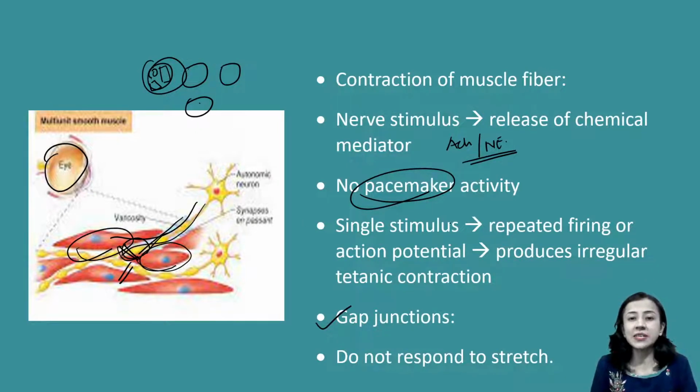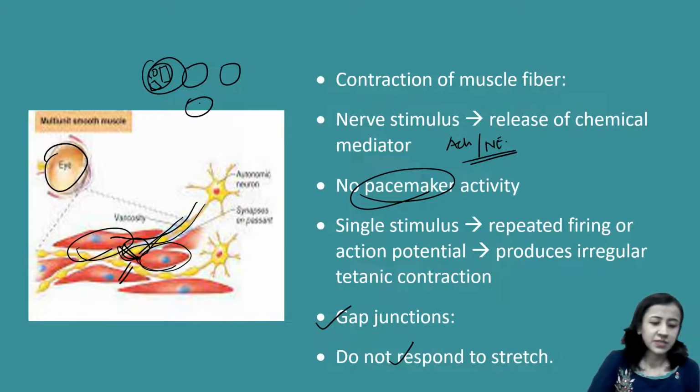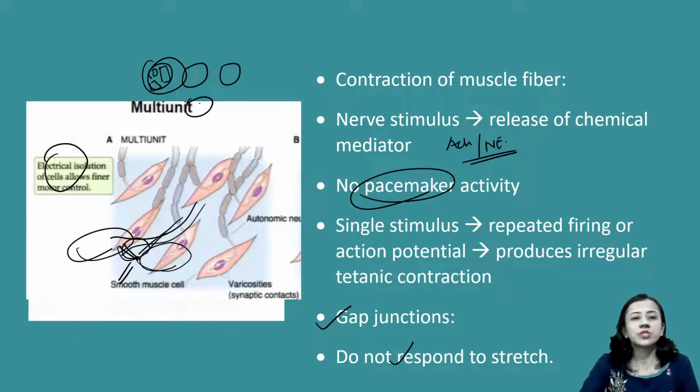When it is stimulated with a single stimulus to the nerve fiber, it causes repeated firing of action potential, and it produces irregular tetanic contraction rather than a single muscle twitch. Another important thing, they do not respond to stretch like single unit smooth muscle. When we stretch, there is a lengthening reaction that is found in the single unit, which we will discuss in detail. So this is your multi-unit smooth muscle: one muscle fiber, one nerve fiber, different units.